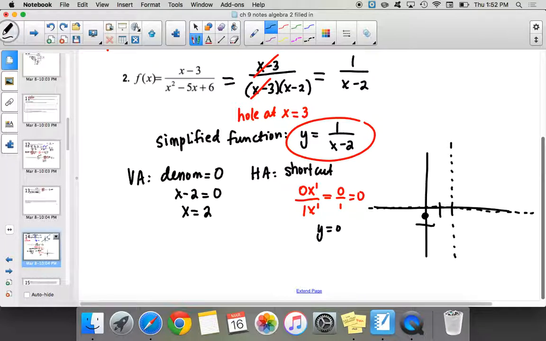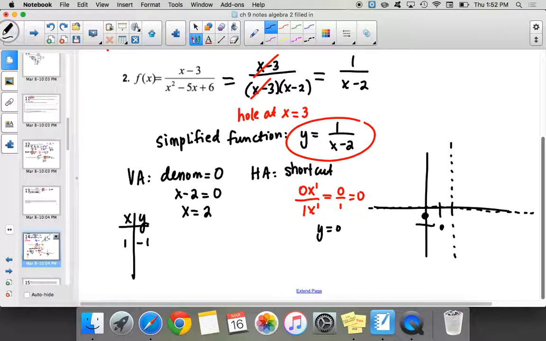But if I didn't know that, other good points to plug in, and we just do a quick table, are ones that are on the left and the right of the vertical asymptote. So our vertical asymptote's at 2, right? So what's on the left of it? 1. So can you guys pretty quickly plug in 1 for x? 1 over 1 minus 2. So 1 over 1 minus 2 is negative 1, right? So when I plug in 1, I get negative 1.